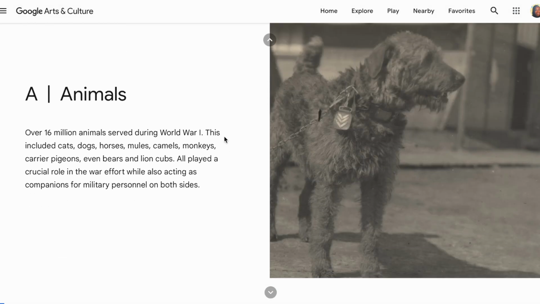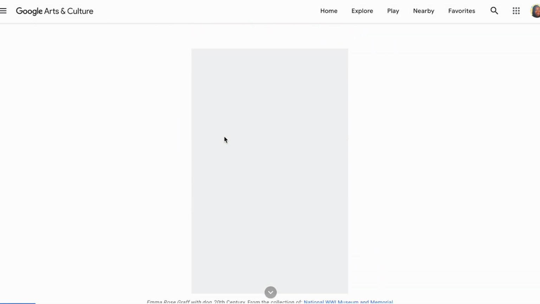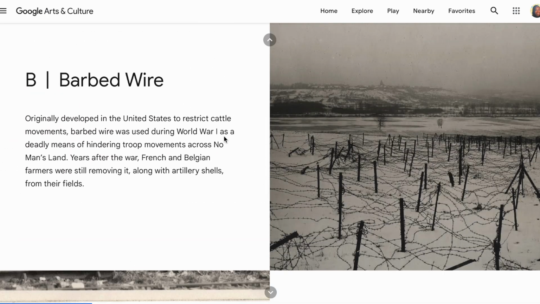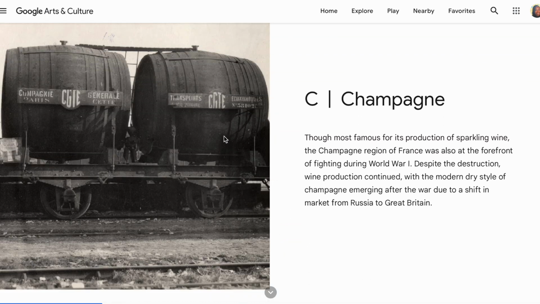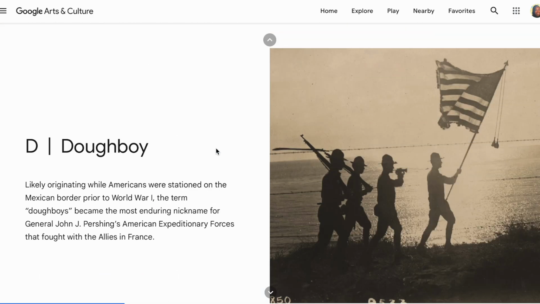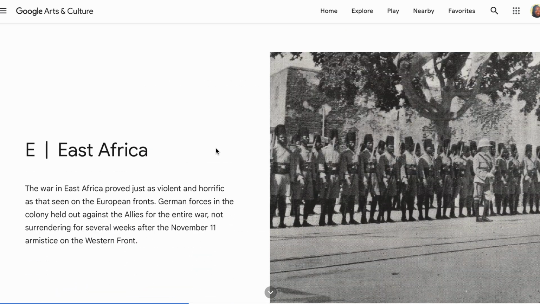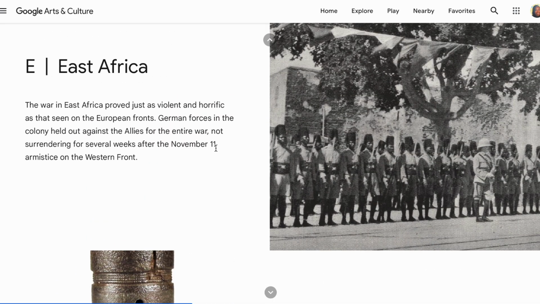What I enjoyed the most was the World War One A to Z, where you get to talk about animals, and then it takes you through a bunch of animal examples, barbed wire, champagne. So you get a little bit of interactive history that was just really awesome. I did not include the sound, but it does do read overs as you were engaging in this.